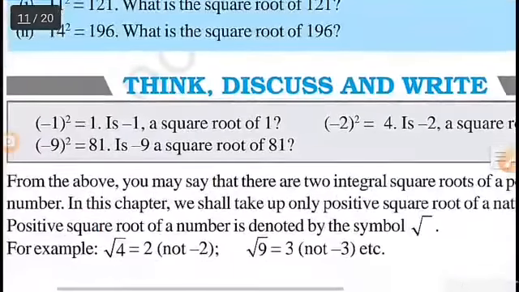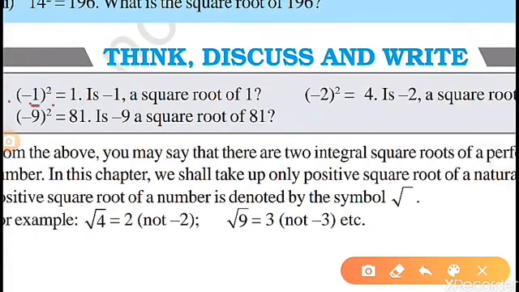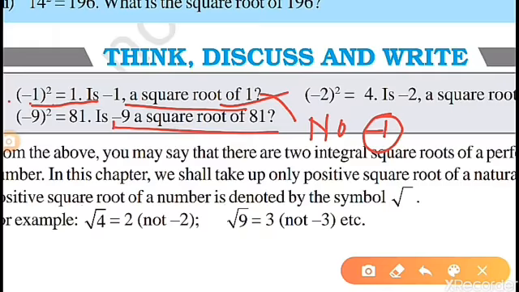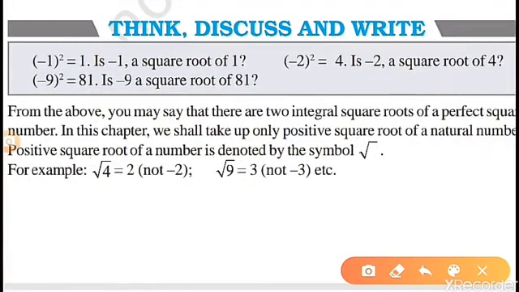So here, minus 1 square is equal to 1. So is minus 1 a square root of 1? Yes, it is a square root of 1, but for us it is not. So we will say no, minus 1 is not a square root of 1. Similarly, minus 9 is not a square root of 81. Why? We will discuss only positive square root values. We know the square roots of 81 are minus 9 and plus 9, but we will discuss only plus 9.